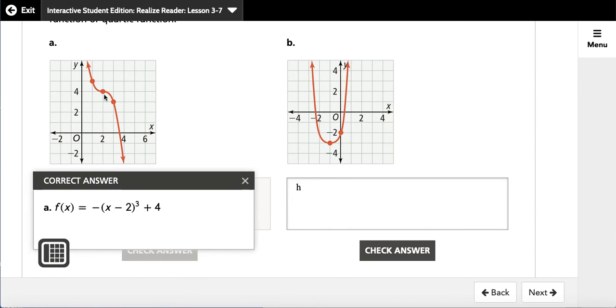This is a negative cubic function. There's a -2 because it's a shift to the right 2 places, and it's gone up 4 units. So there's the equation for that one.